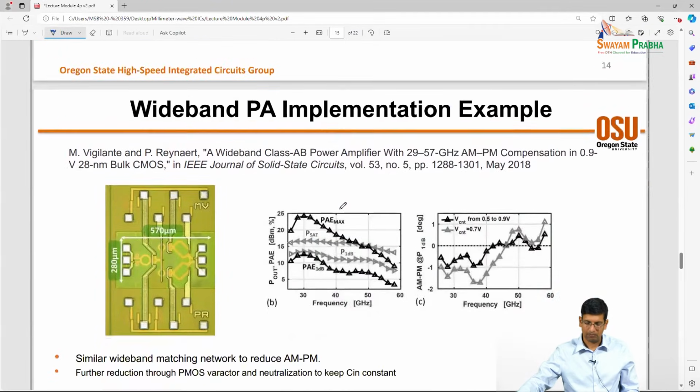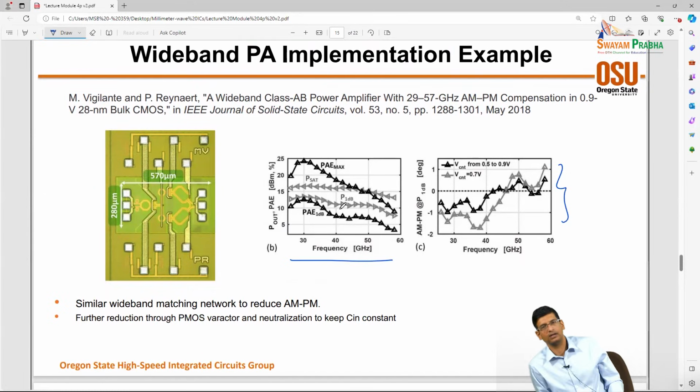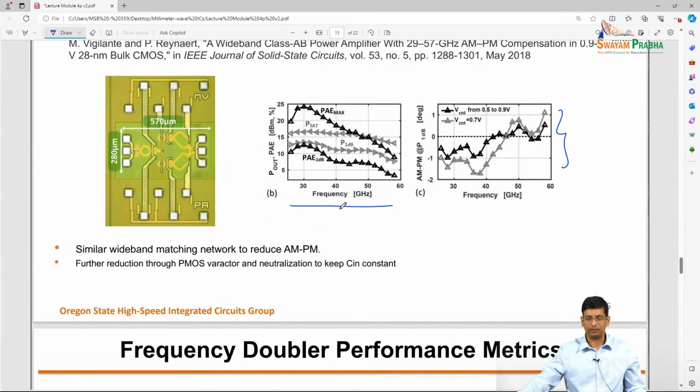And they are able to demonstrate a really wideband PA. It's nice work with very low AM to PM across the entire tuning range. Right, so I think this is a logical point to stop, because we'll stop with PAs now and do doublers very quickly and then move to LNAs before the end.